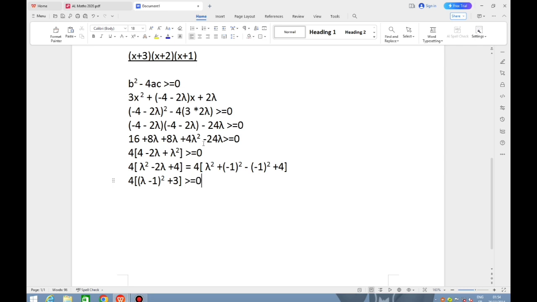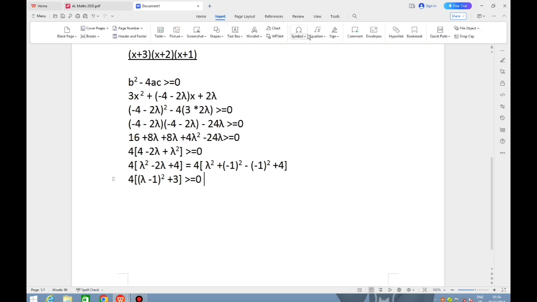Now looking at this equation, you see that no matter the value of lambda here, this always tends to be positive. Even if lambda is negative, positive, or 0, this value always ends up being non-negative because of this square sign. And plus 3 is still a plus, times 4 is still a plus. So no matter the value of lambda in this equation, it is always greater than or equal to 0 for all values of lambda. Hence the roots of the equation are always real.